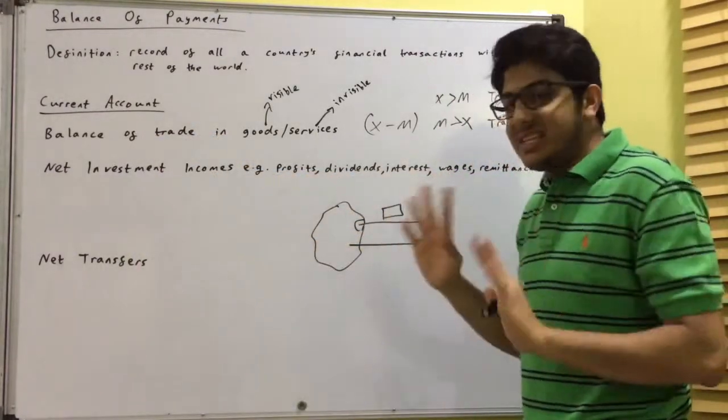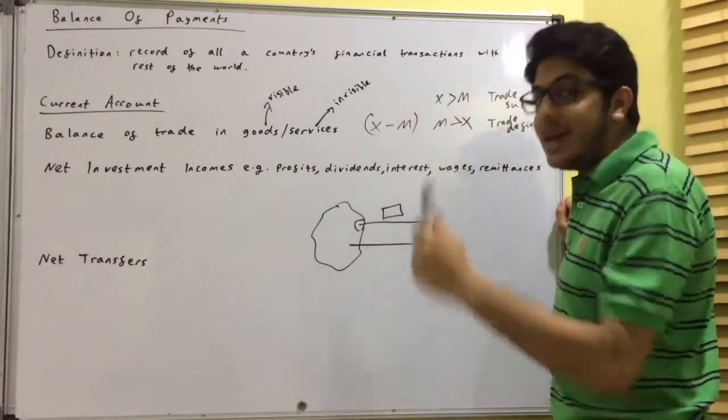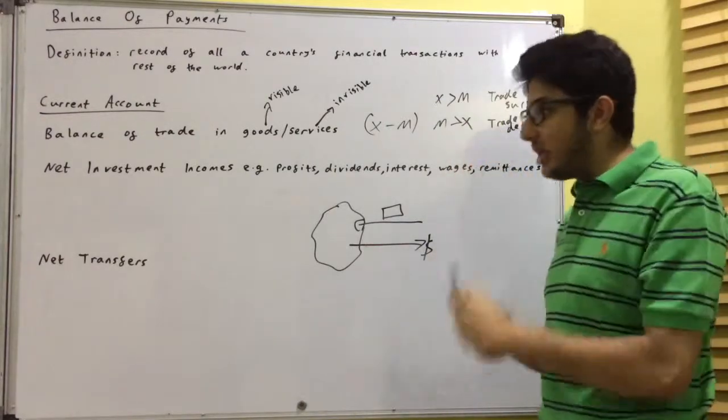So this isn't GCSE, okay? Trade deficit and trade surplus are not the same as current account deficit and surplus. So make sure you don't make that mistake in the exam. There is a distinction.